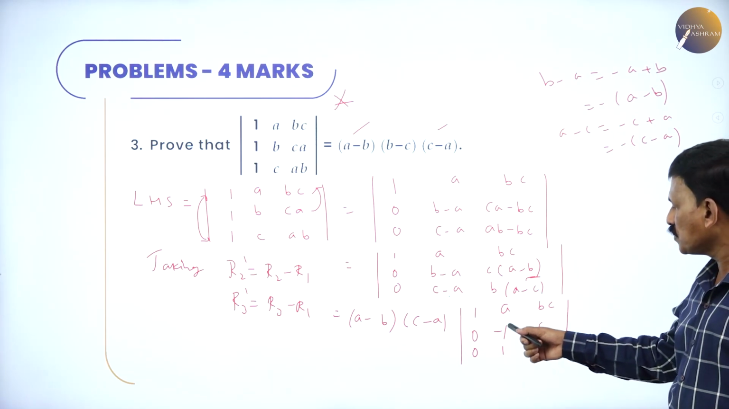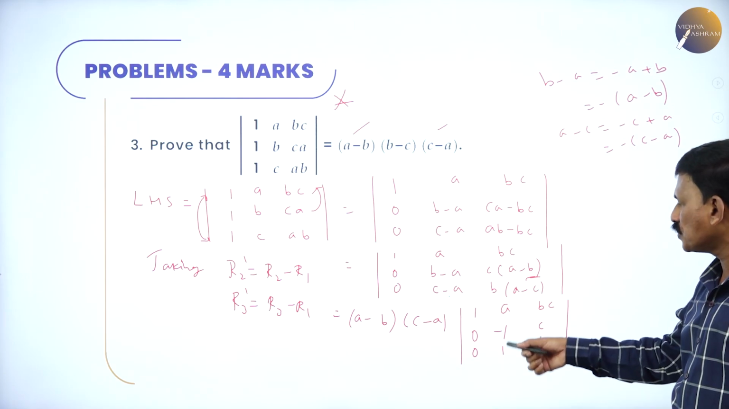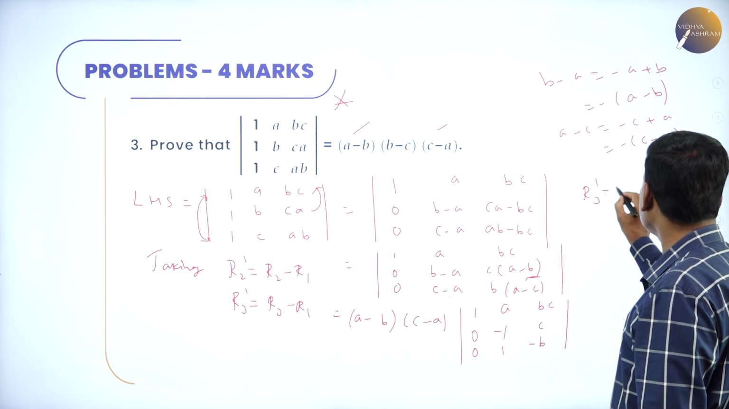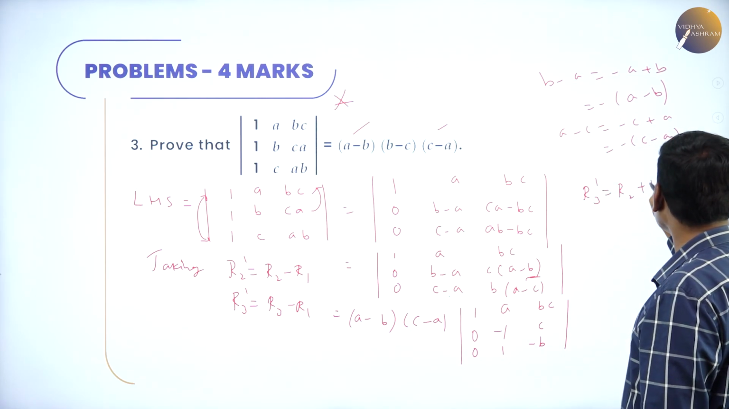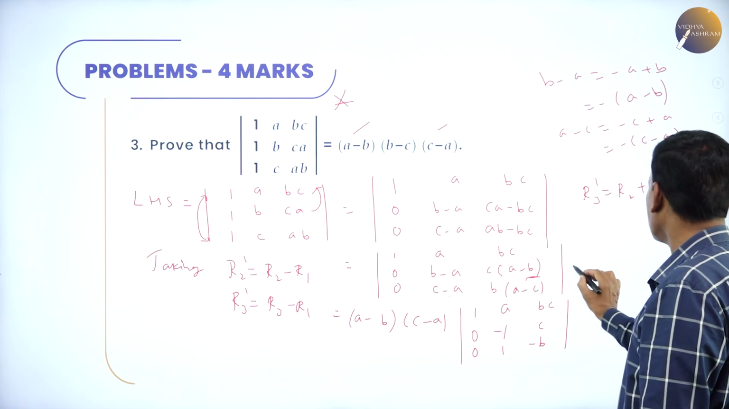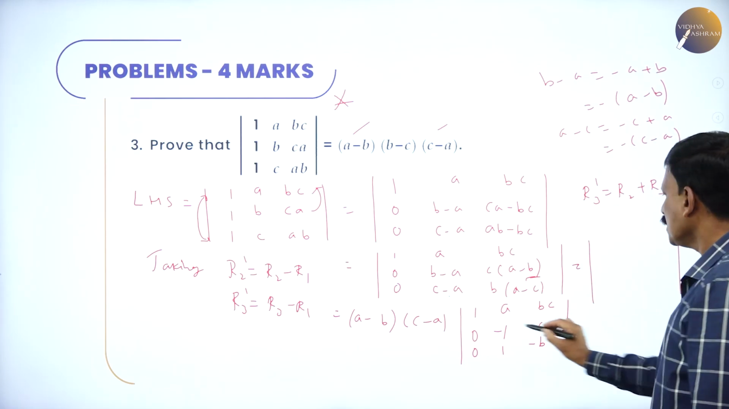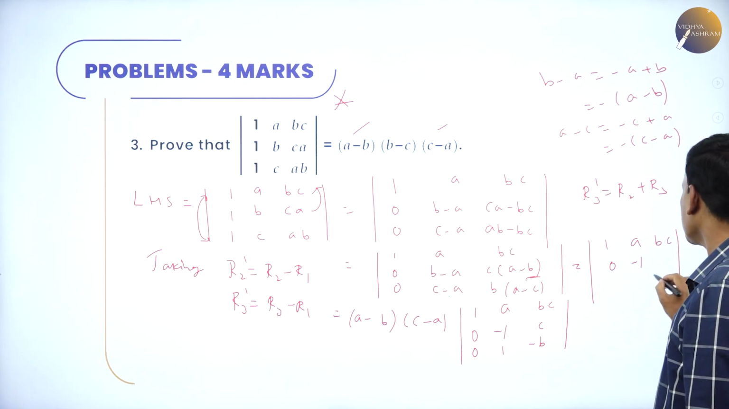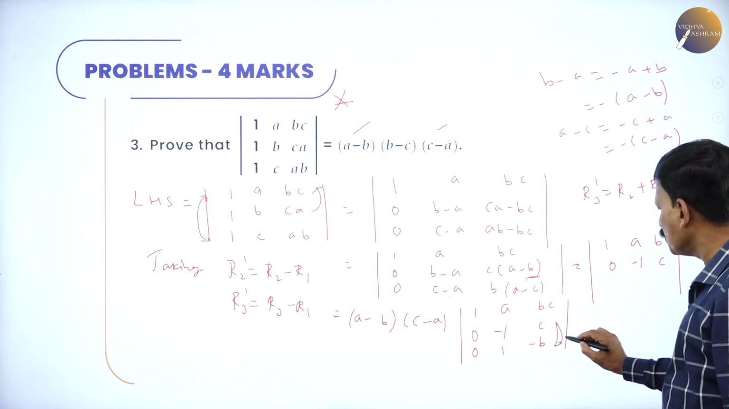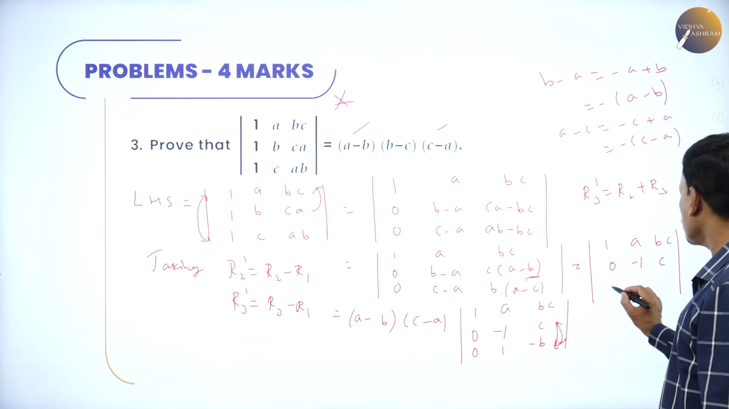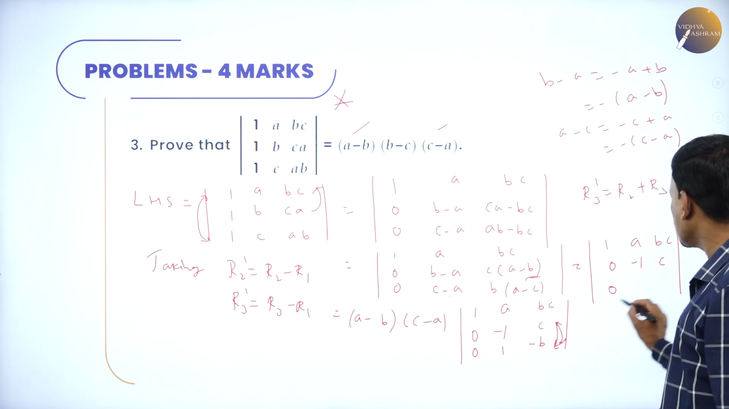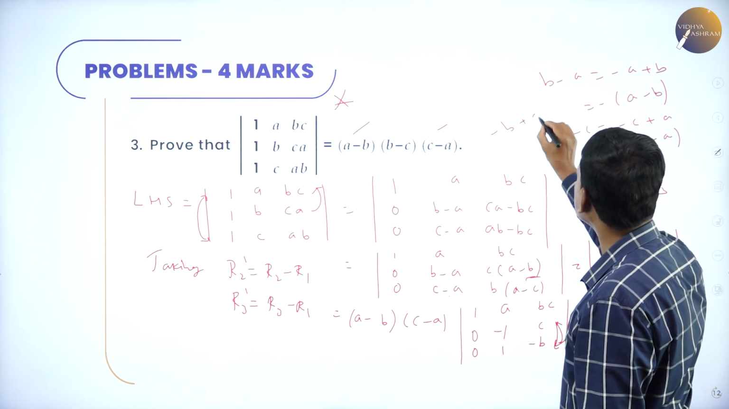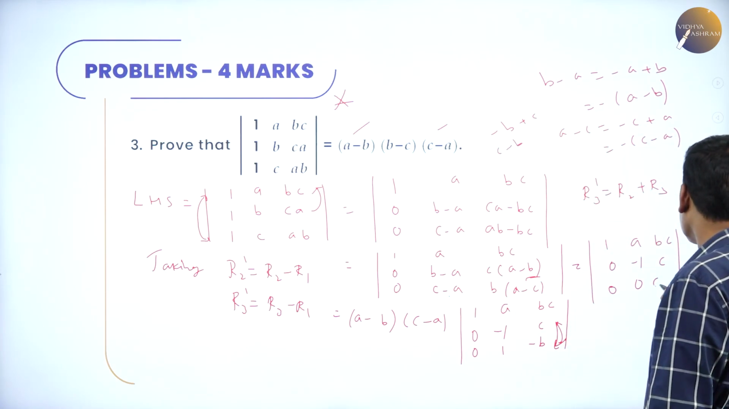To convert this to 0, add these two, that's all. Adding these two rows, it will convert to 0. That can be written as taking R3 dash is equal to R2 plus R3. So this is equal to, see here, 1 A, B, C same, 0, minus 1 C as it is. Add these two. So 0 plus 0, 0, minus 1 plus 1 is 0. Again, this is minus B plus C. Minus B plus C can also be written as C minus B.